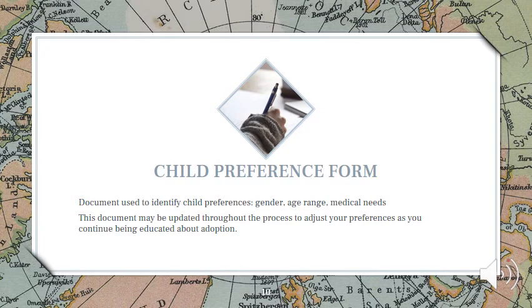The next document I want to bring to your attention is the child preference form. This is a document that's used to identify your preferences for a child, such as gender, age range, and medical needs. It's important to understand that this document may be updated throughout the process to adjust your preferences as you continue being educated about adoption, talking to others who have adopted children with specific needs, and meeting with medical professionals to determine what you feel you can handle. This form is used by your social worker in writing your approval statement in the home study and by our program team as we watch the shared list for children.